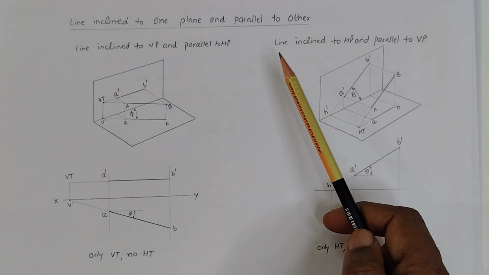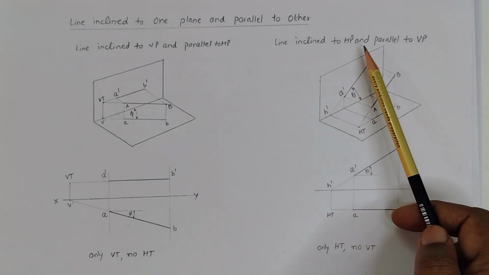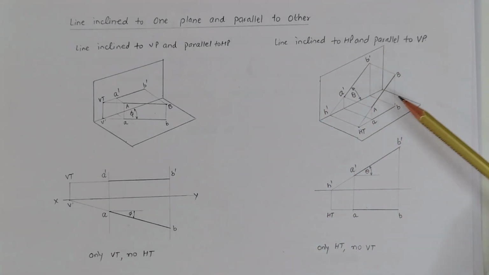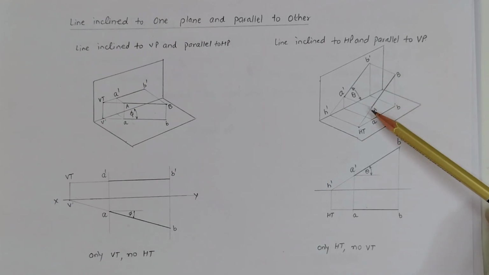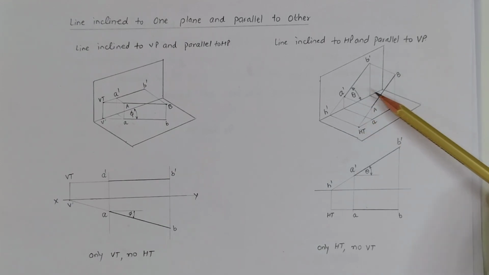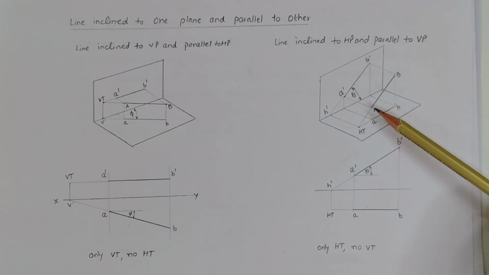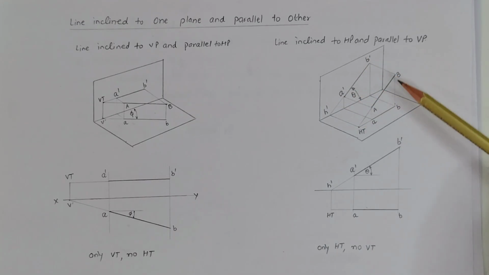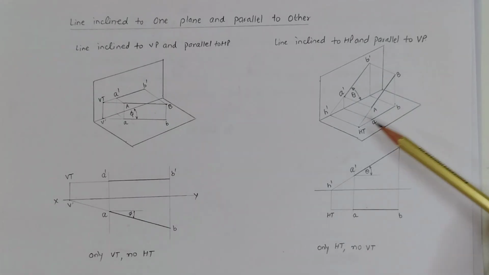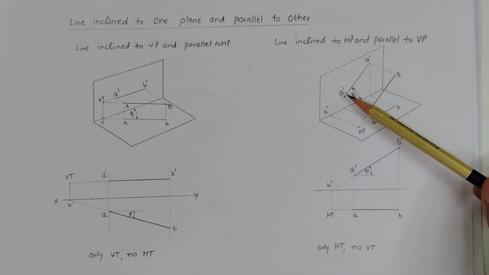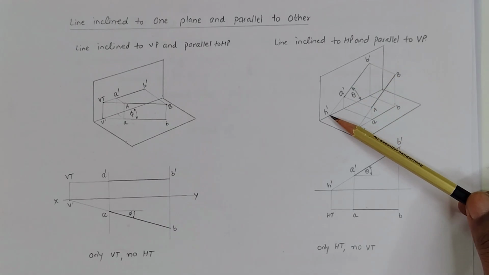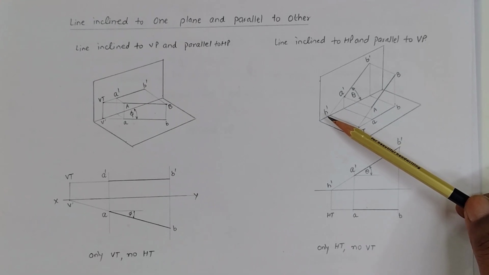Now the second case is a line inclined to HP and parallel to VP. In this case, the line AB is inclined to HP and is parallel to the plane VP. Similarly, we have to draw the projections. Here is a dash b dash, and a and b is the top view of this line. Now we extend this front view, and it intersects here at point h dash. From this one we draw a perpendicular to the reference line.